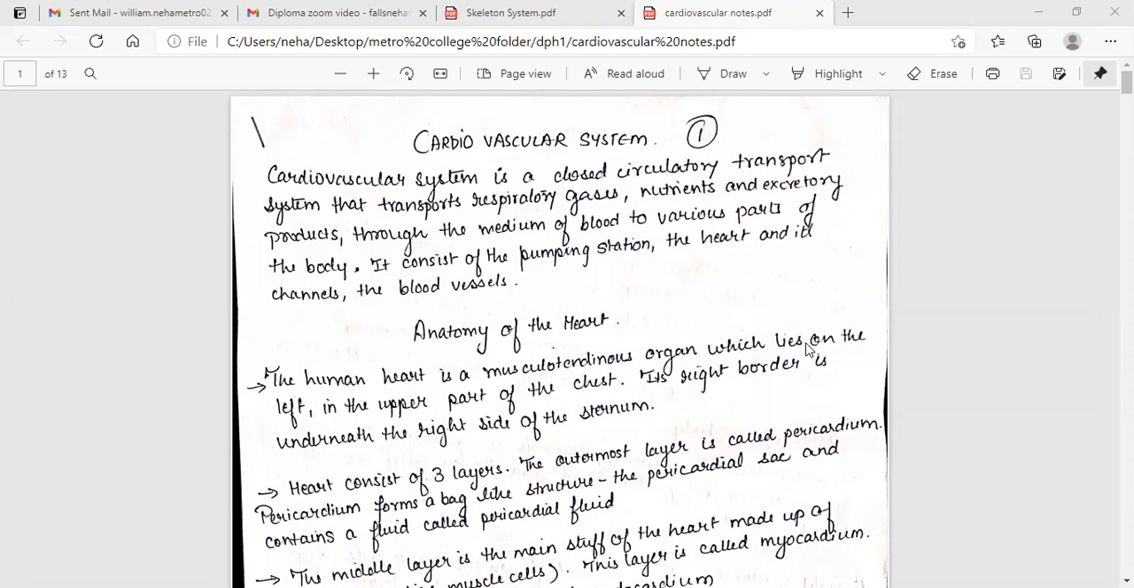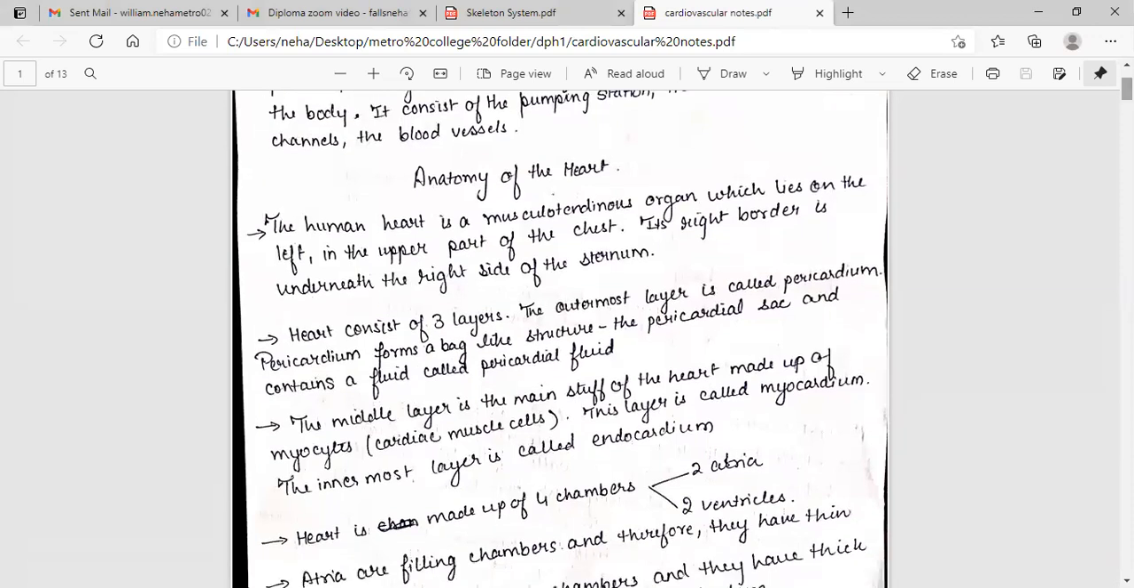Anatomy of the heart. The human heart is a musculo-tendinous organ which lies on the left in the upper part of the chest. Its right border is underneath the right side of the sternum. Heart consists of three layers. The outermost layer is called pericardium. Pericardium forms a bag-like structure, the pericardial sac, and contains a fluid called pericardial fluid.